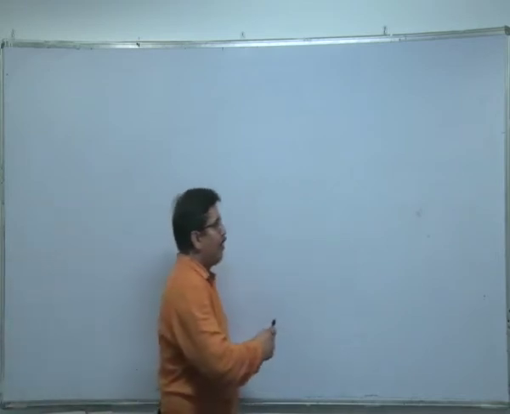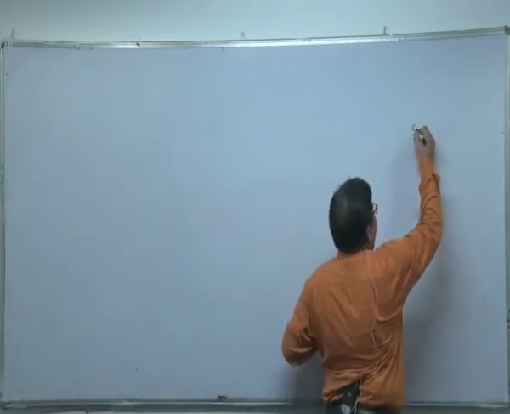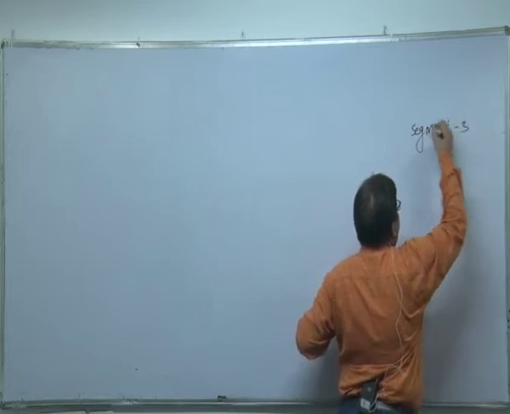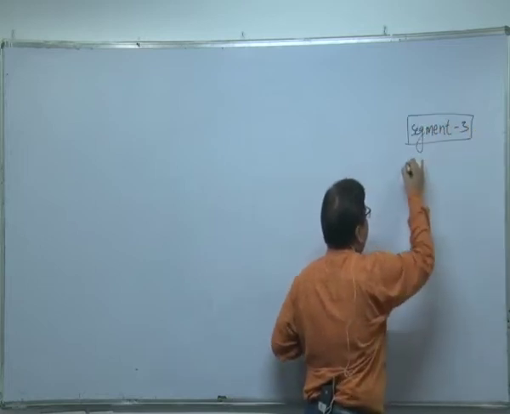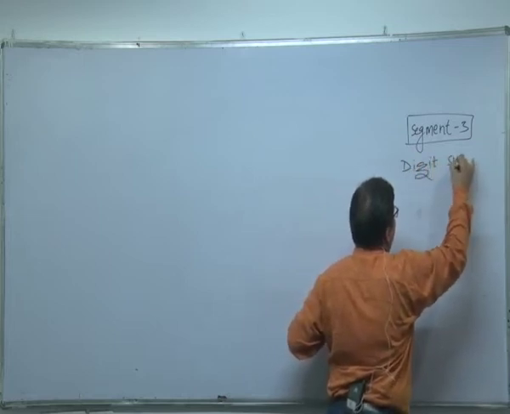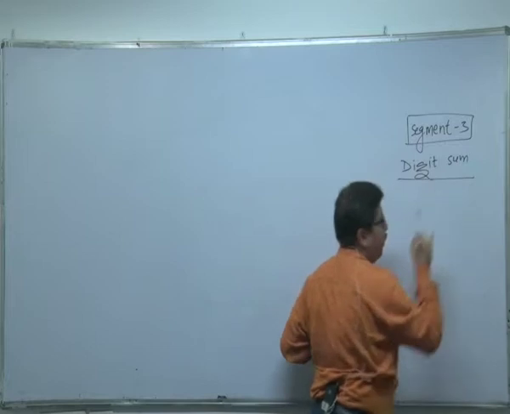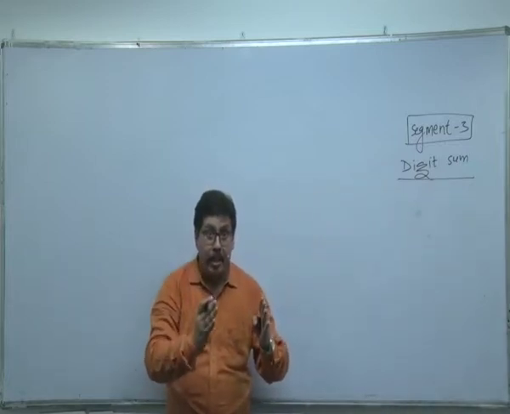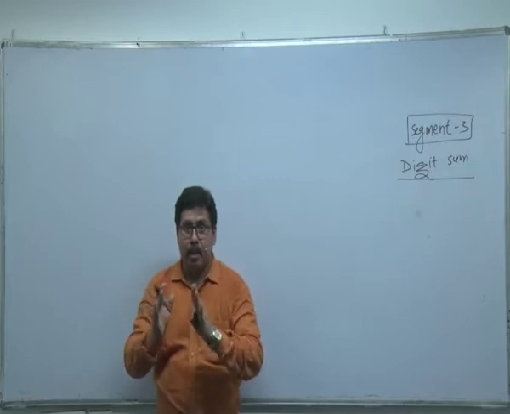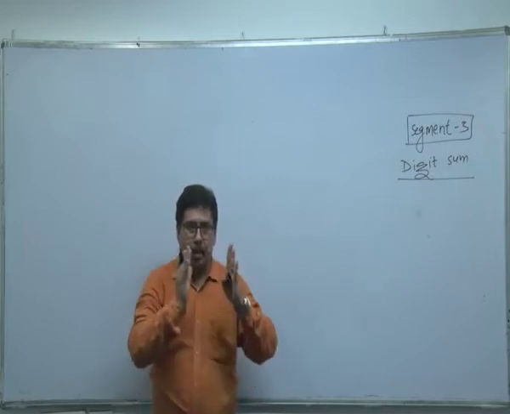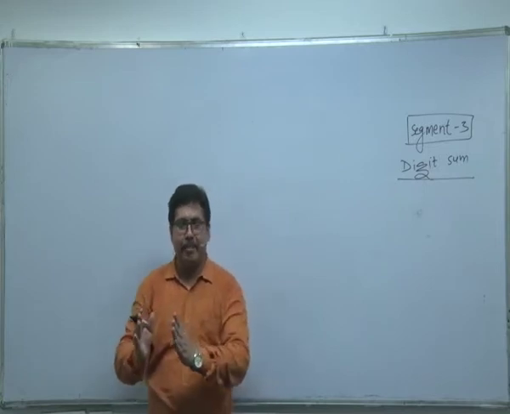So segment number 3 is basically digit sum of the number. Sum of the digit and digit sum are two different things.